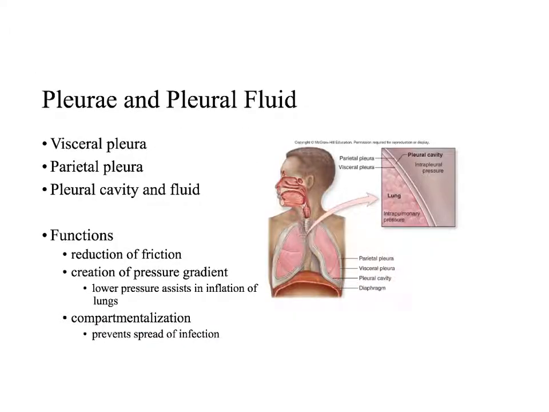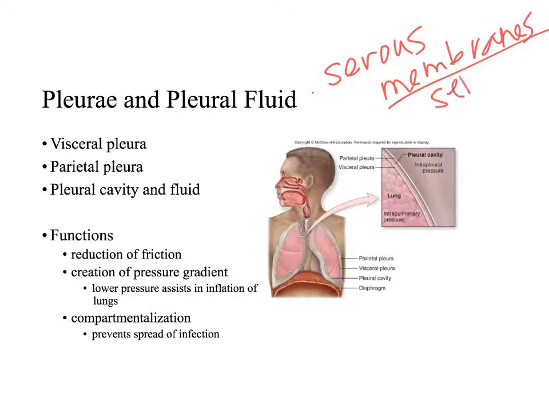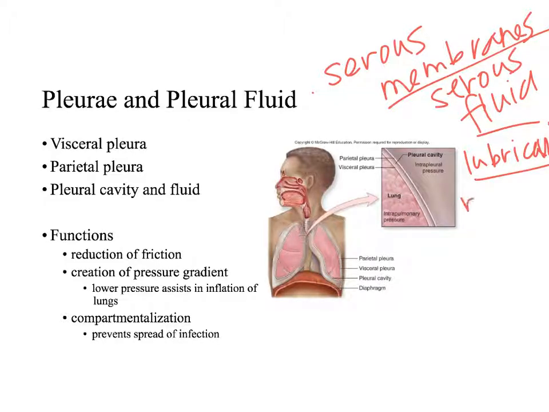Okay, now the pleura, these are the serous membranes around the lungs. Okay, so serous membranes secrete serous fluid, and serous fluid serves as a lubricant. So it's going to reduce the friction of your lungs rubbing against your chest. So when you breathe, you don't feel your lungs rubbing against your heart or your ribs.